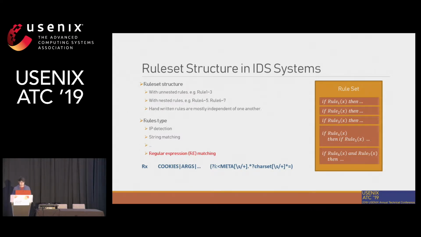The rule set structure in IDS systems is composed of unnested rules, like rules 1, 2, 3 on the right, and nested rules, such as rules 4, 5, 6, and 7 on the right. There are hundreds of handwritten rules in the systems, and they are mostly independent of one another, so they are easy for users to modify, which also introduces the possibility to reorder the rule set. The types of rules include IP detection, stream matching, and regular expression. Like the regular expression rule from OWASP here, it is an example that will be checked in different fields such as cookies and ads.